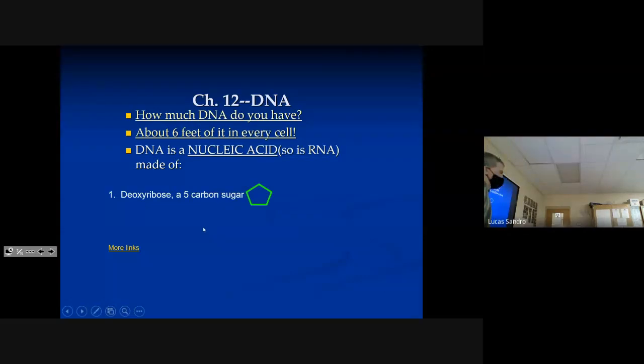Deoxyribose is a 5-carbon sugar as opposed to the 6-carbon sugars you're used to from biochemistry, C6H12O6. Deoxyribose is similar, but with only 5 carbons. In fact, deoxyribose is basically a sugar called ribose without an oxygen, missing 1 oxygen, hence the name deoxyribose. If it had that oxygen, what molecule would we be building?